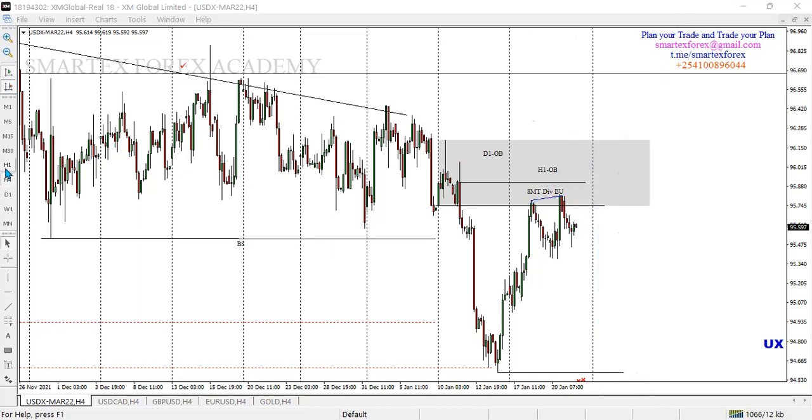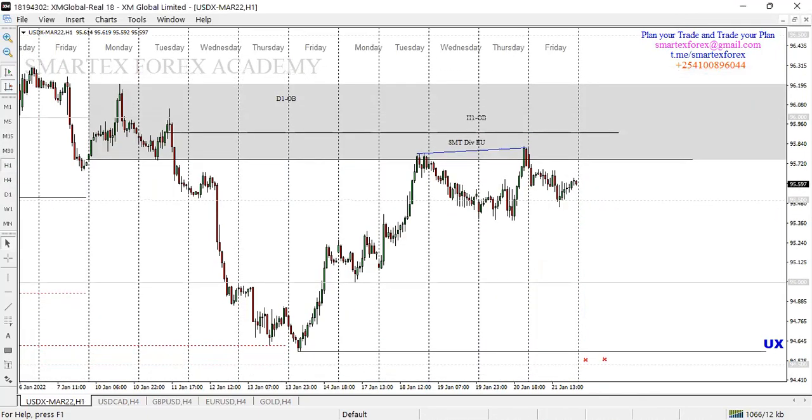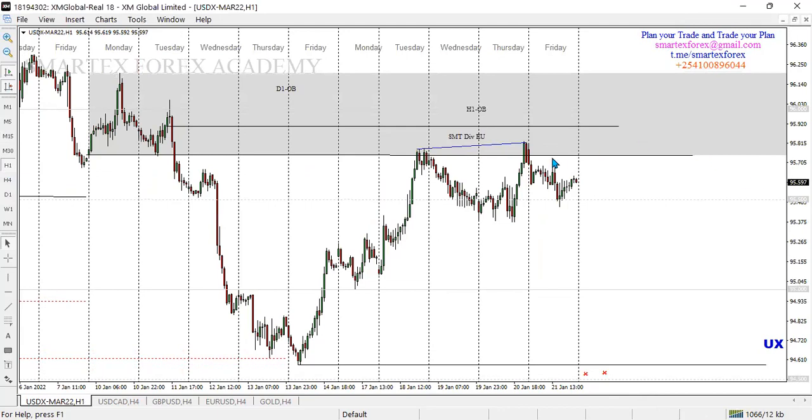If you check in H1, there is a very important thing here. If you check in H1, you can now see our bearish OBs here in H1.